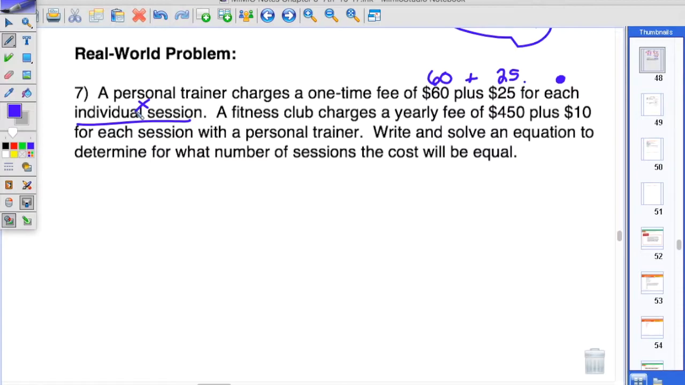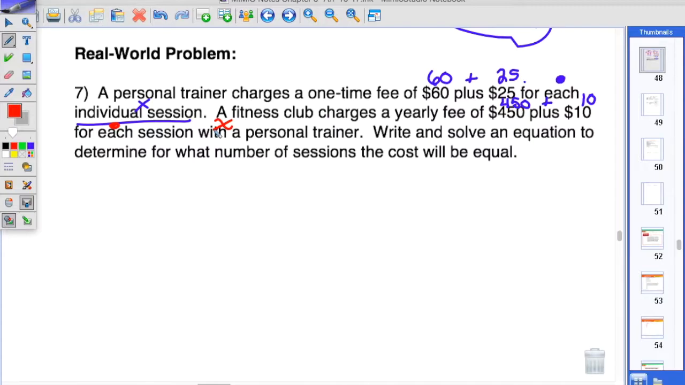A fitness club charges a yearly fee of $450 plus $10 for each session with a personal trainer. So now in this sentence, it charges a yearly fee of $450, so that's a one-time fee, plus $10 for each, so that's multiplication, session with a personal trainer. So we don't know how much that is, so we'll call that x. Write and solve an equation to determine for what number of sessions the cost will be equal.